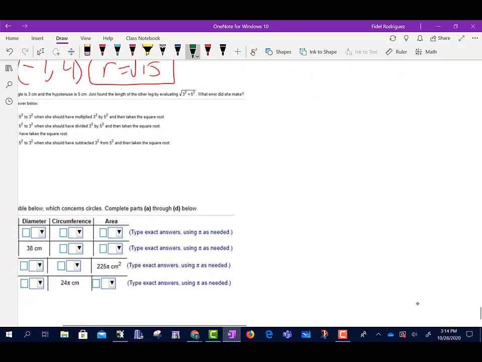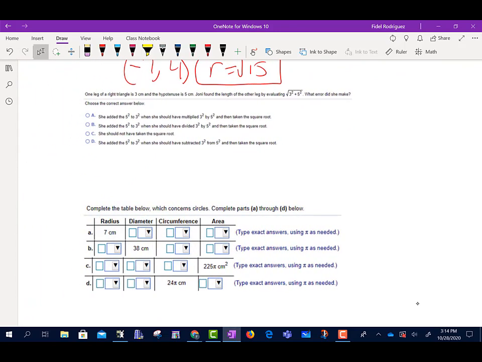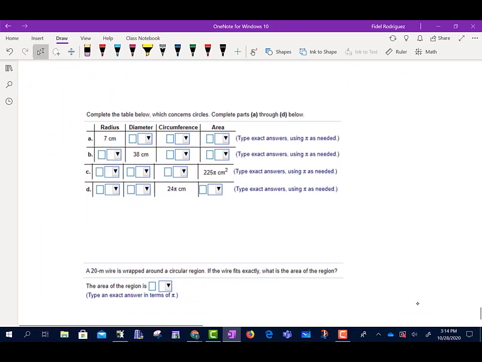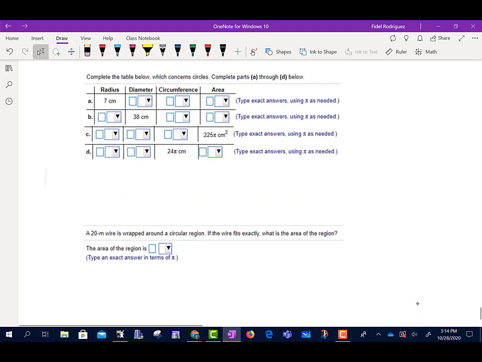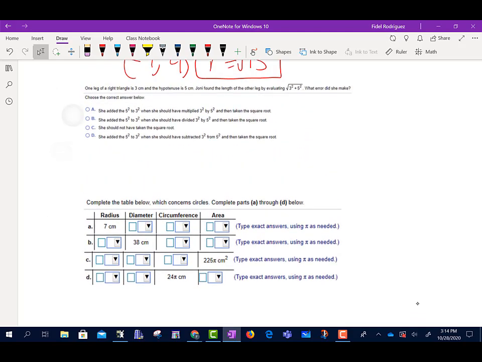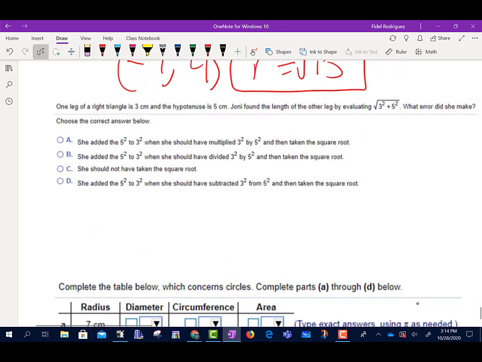All right, still got a few more to go. Sorry, I thought we were done. All right, guys, I know this is kind of a long section. Let's see.